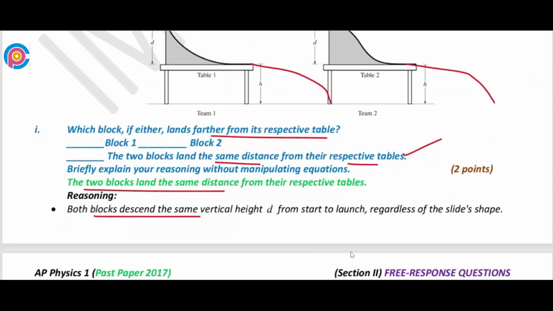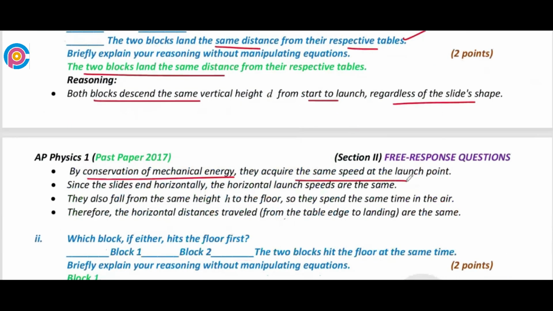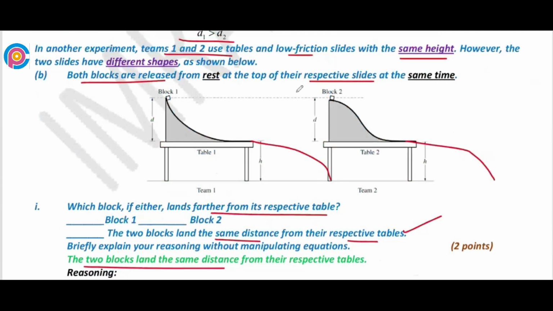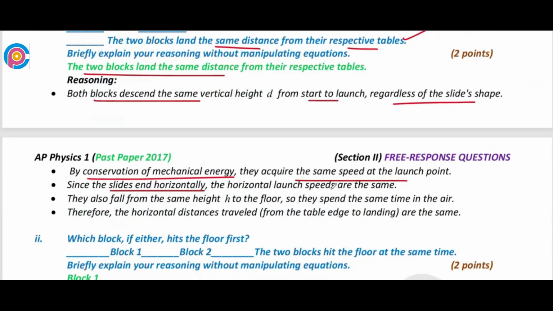Why? Both blocks descend the same vertical height d to the launch point regardless of their shape. So by conservation of mechanical energy, they acquire the same speed at the launch point, meaning at this point both have the same kinetic energy. So the horizontal launch speeds are the same. They also fall the same height to the floor, so they spend the same time in the air. Therefore, the horizontal distance traveled from the table edge to the landing is the same, as we have just seen earlier.